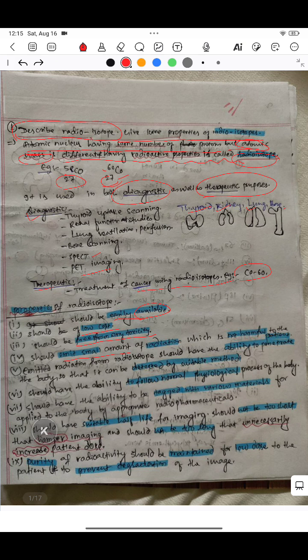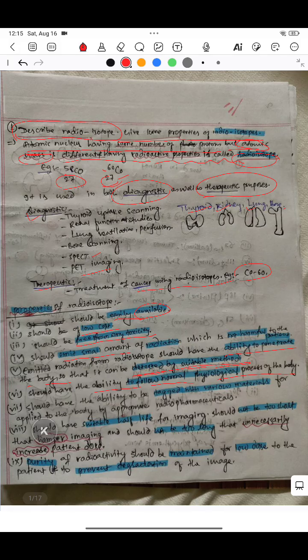Emitted radiation from the radioisotope should have the ability to penetrate the body so that it can be detected by a suitable method. Whenever we pass the radioisotope, it should be detected, otherwise it will be purposeless and not beneficial for us. It should also have the ability to follow the normal physiological process of the body, because whenever we put something in the body it should be excreted.